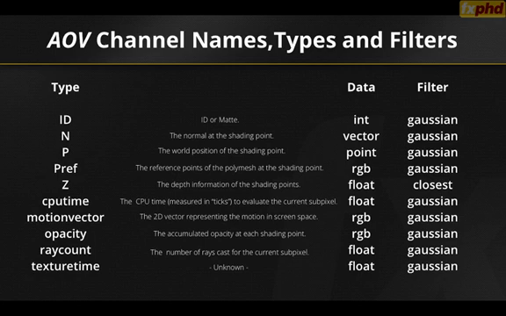The one I don't know is texture time. It's very new to Arnold, has only just come in about 2 weeks before I recorded this, and there's no description of what texture time actually does. And also note that a lot of the data types for these are different, and they need to be correct when you specify them inside of Katana. So there's a whole mixture of float, RGB, integer, point, vector, etc.